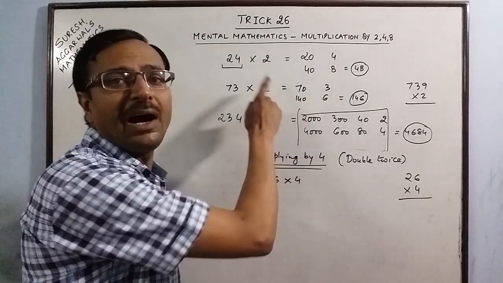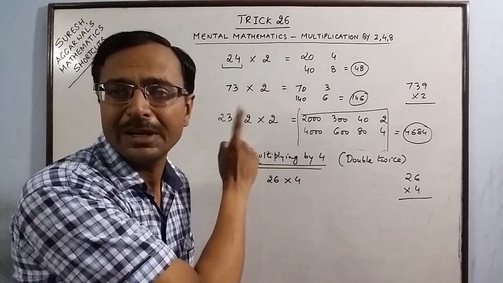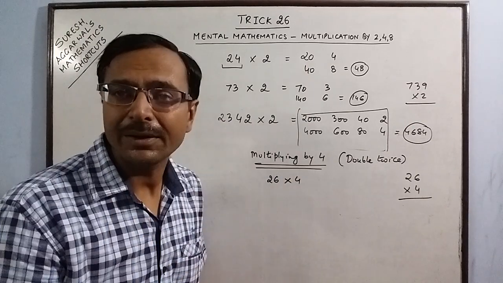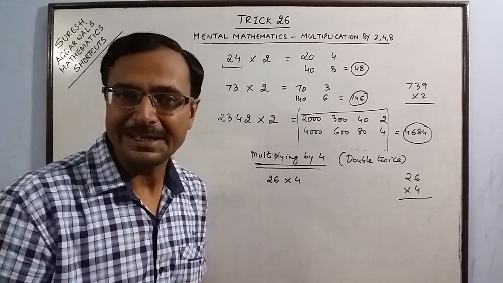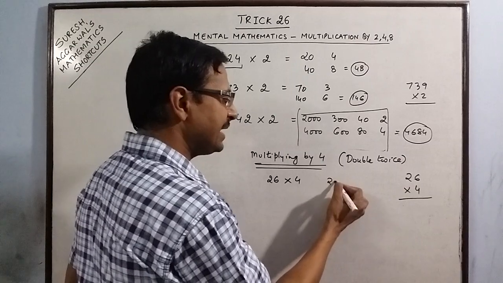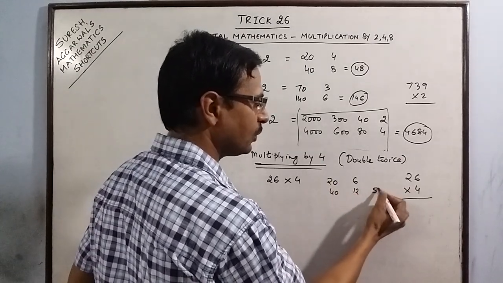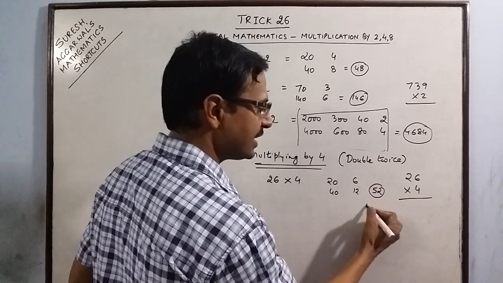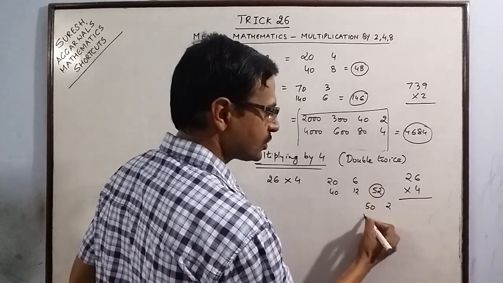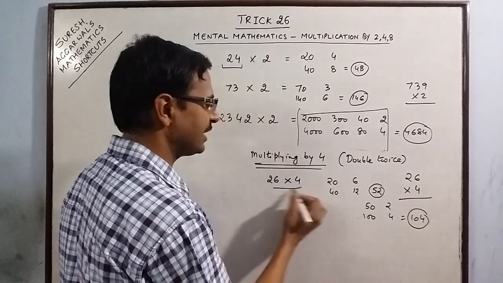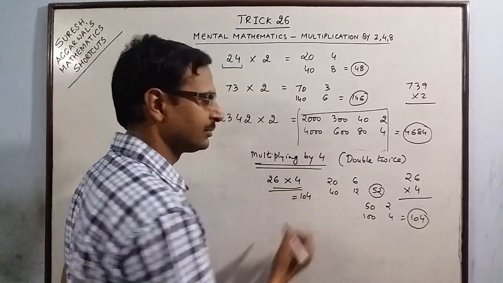And for doubling, I have told you one rule of mental mathematics, that you have to speak the number in a manner in which you can double it very easily. So 26 is 40, 12, 52. 52 is 50 and 2, so 104. That's all. Your answer is 104. This multiplied by this is 104.